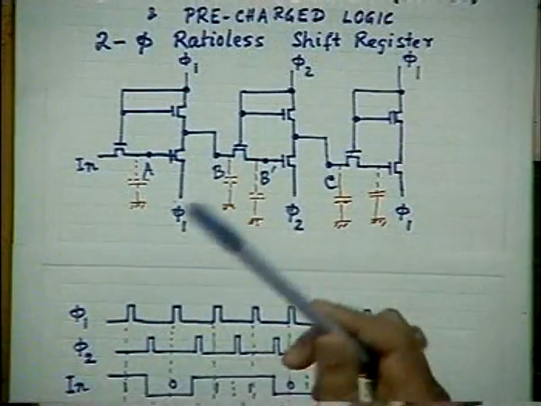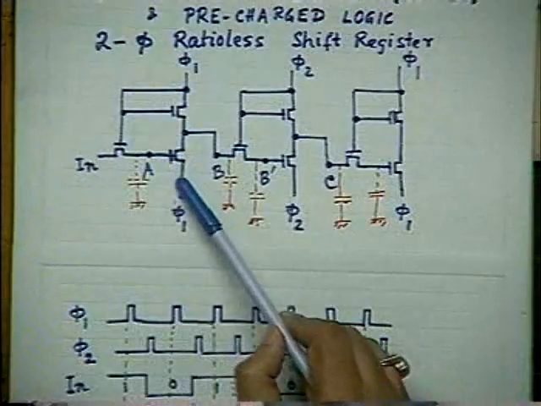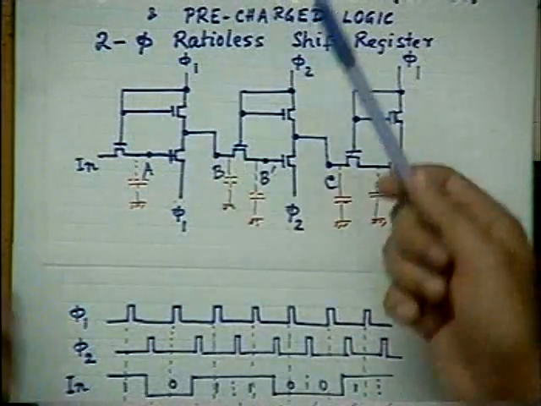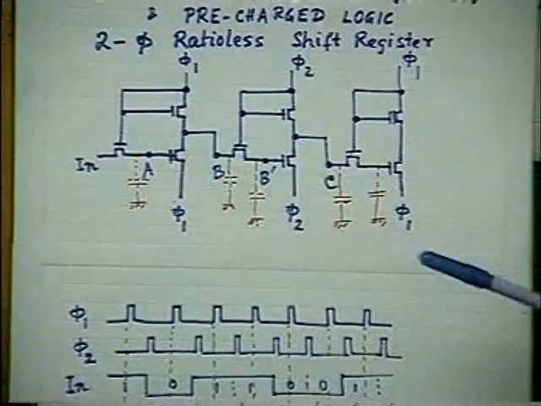Source and drain of each transistor change their role. Sometimes this side behaves as source, sometimes this side behaves as drain, and vice versa. This is happening for both the transistors. That is why, please remember that these are not conventional inverters. These are all independent switches which are turned on and off by suitable pulsing or clocking.